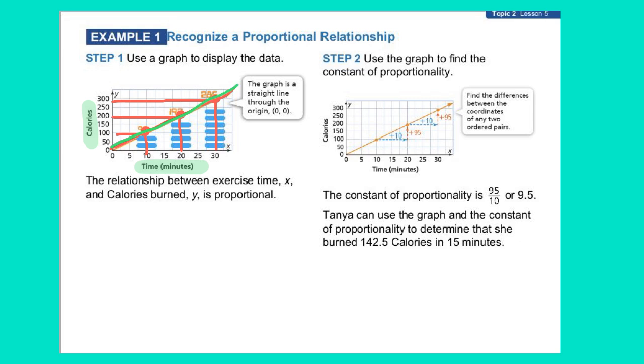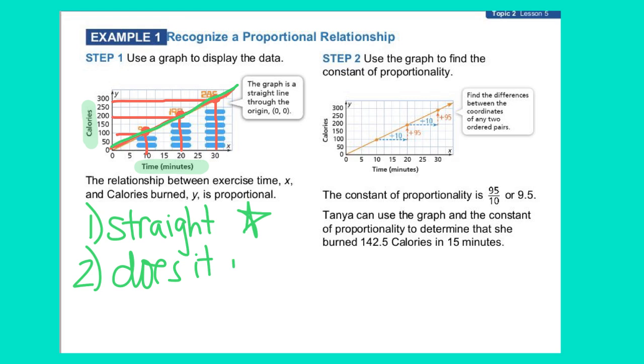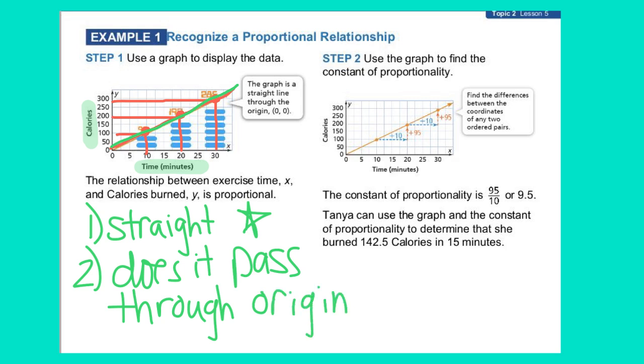And there's 2 things you're looking at for this graph to be proportional. One, is it a straight line? Could I use a ruler to draw over the top of it? It is. And second, does it pass through the origin? Now, the origin is a special place on your graph, which is 0, 0. So let me find that. It's right there. And it does both of those things. So it is indeed proportional.